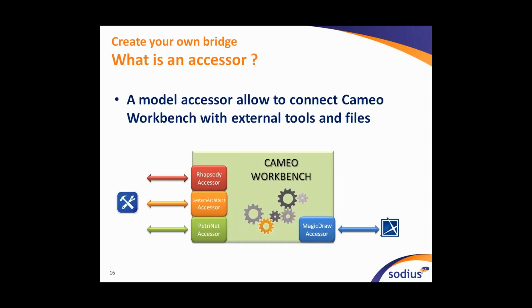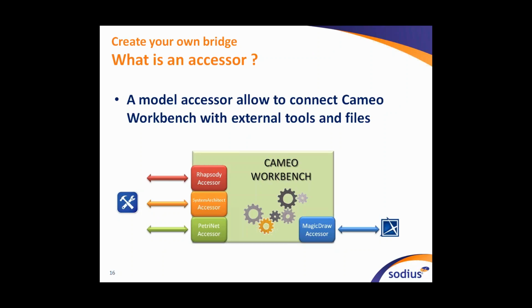For example, you have a Rhapsody accessor, and we provide a file accessor that can read RPY files, and an accessor that can connect directly to the Rhapsody API. We also have a System Architect accessor, etc. We have the MagicDraw accessor, which is a file accessor. It creates and reads MD XML files and MD zip files. And we have some other accessors, of course.